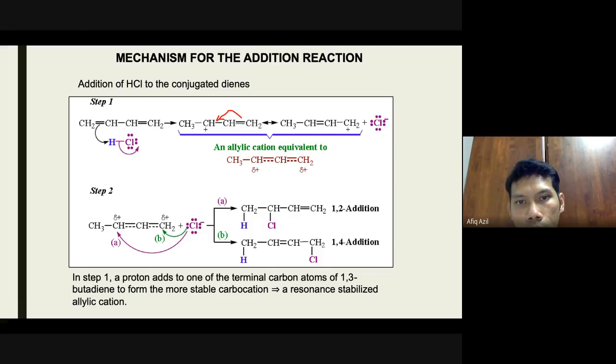So what happened to this one? Now it lacks one electron. Once it lacks one electron, it will be positively charged. Hence you have these two resonance intermediate structures, and hence you will get two products. The chlorine can either go to this carbon or it can go to this carbon. So you will have 1,2 addition and also 1,4 addition.